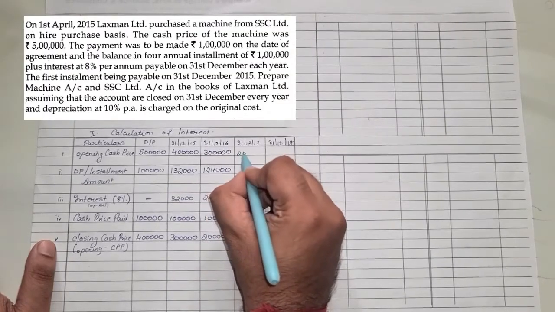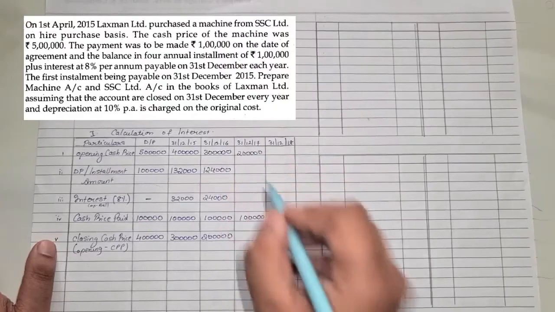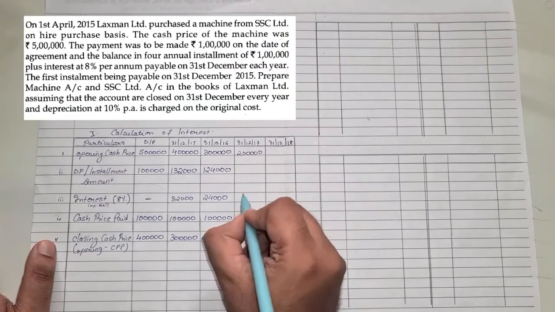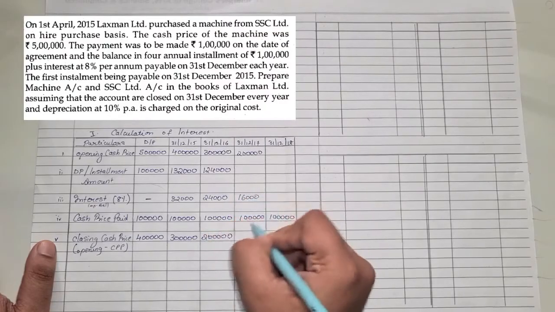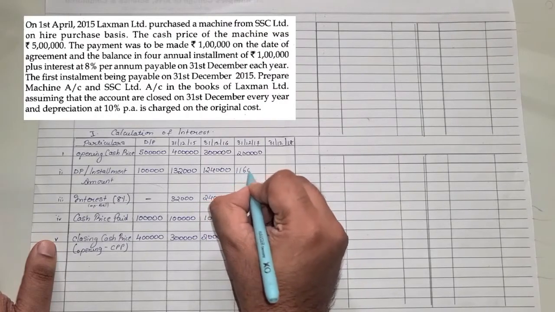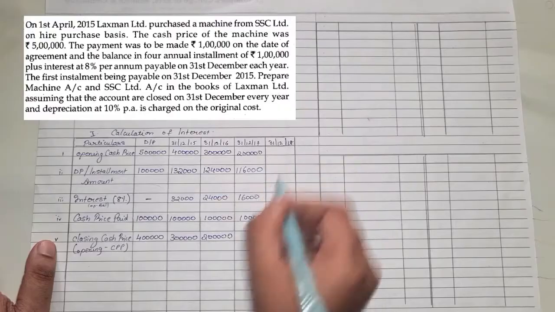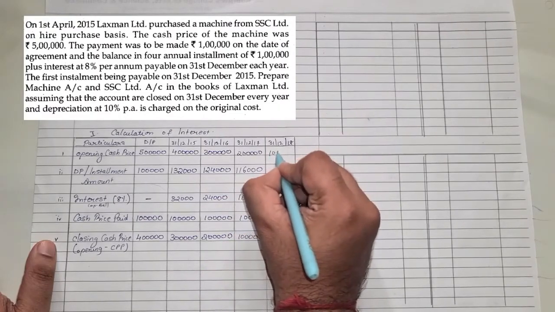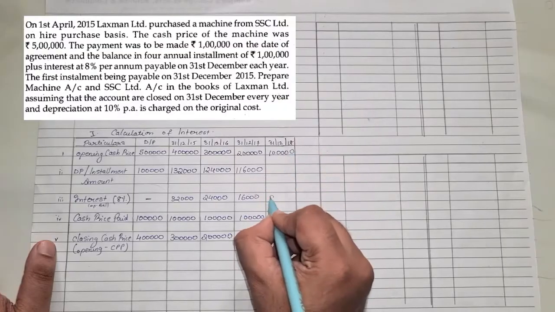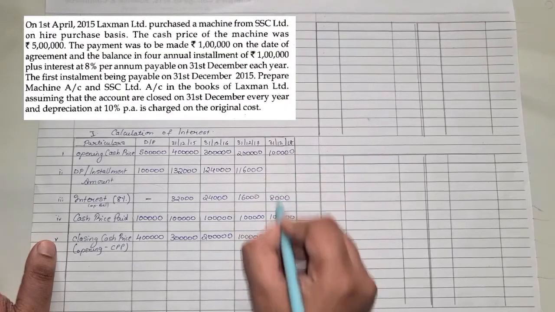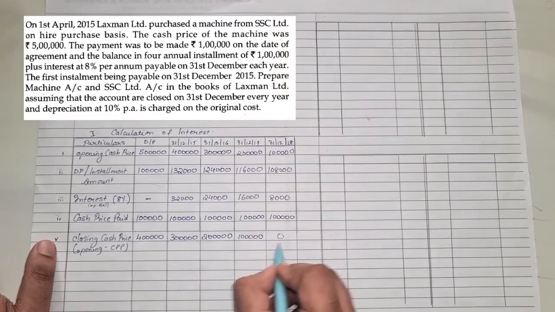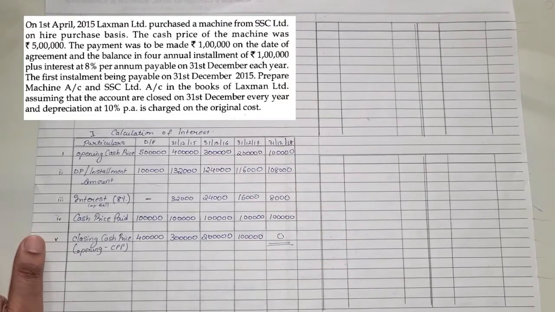So 2 becomes opening. Again, on 2 lakhs, we will take 8% interest, which comes to 16,000. 1 lakh plus 16 is 1,16,000. 2 minus 1 is 1 lakh. So 1 becomes opening. On 1 lakh, 8% is 8,000. So I'm going to pay a total of 1,08,000. 1 minus 1 is 0. At the end, it has to become 0 because we have paid up the entire value.